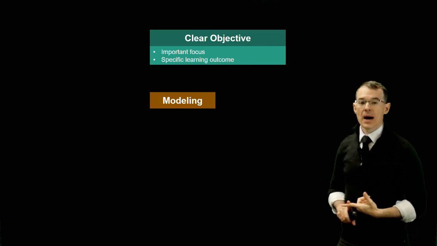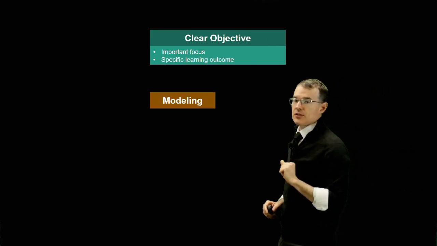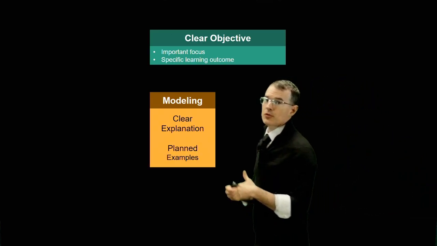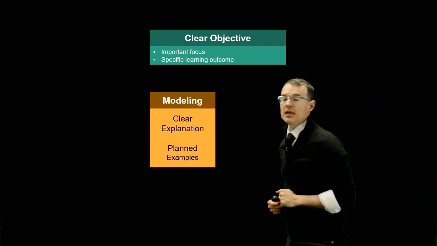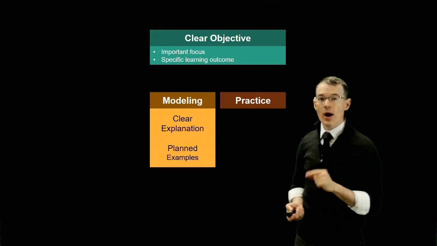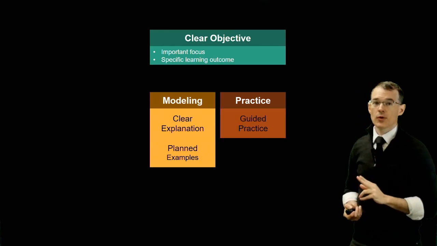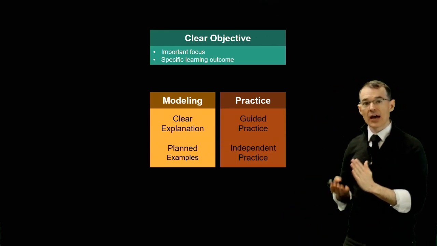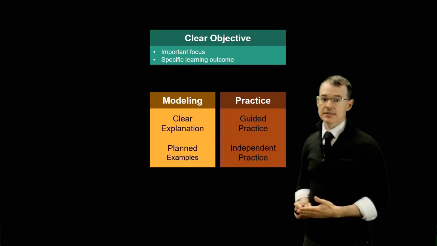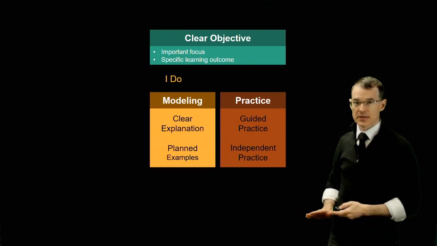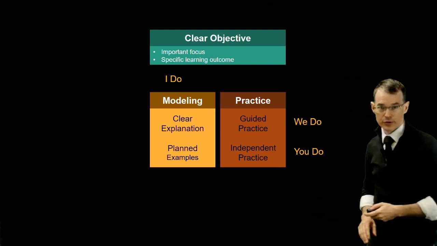First, you have modeling. Modeling involves two things. It involves giving a clear explanation of the key concepts and using planned examples to show students how to do that. Those are two parts of modeling. When we then get to practice, practice involves two different ways of practicing. One is guided and one is independent. And you decide which of those to use based on the lesson concept. This part of modeling and practice in these two ways is sometimes known as I do, we do, and you do.